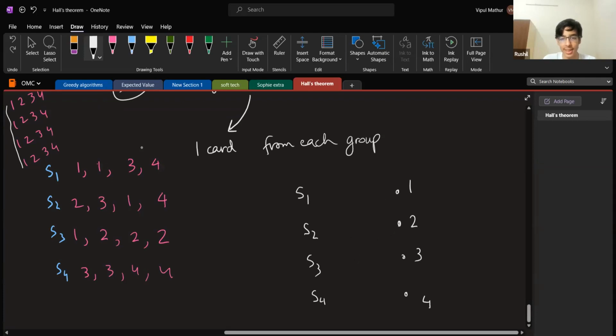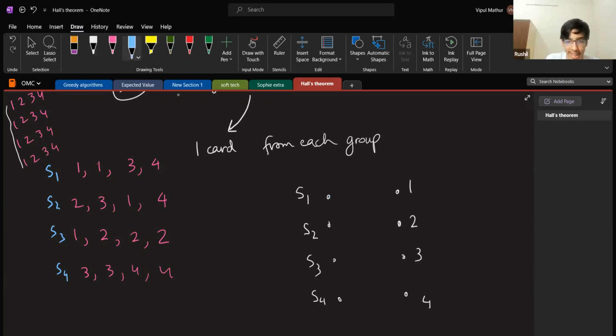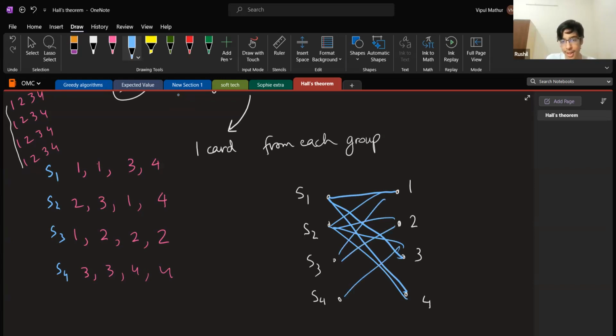And the more general thing is, who are we connected to? For example, S1 is connected to 1, so you can go to 1. You can also go to 3, and you can also go to 4. S2, say you can go to all 4 actually. S3, say you can go to 1 or you can go to 2. And S4, say you can go to 3 or 4. So this is your thing. And you want to make a perfect matching here.